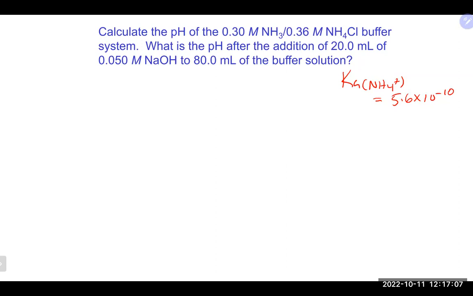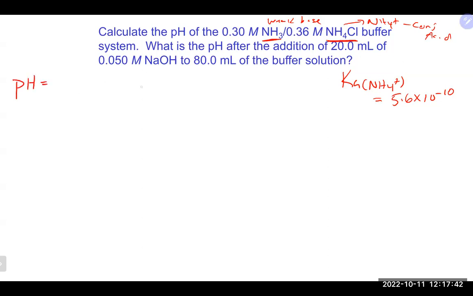Because it is a buffer, we could go right into the Henderson-Hasselbalch equation. And even if we weren't told it was a buffer, we should be able to recognize this. NH3 is a weak base, and the NH4 plus is its conjugate acid. So that definitely is the makings of a buffer. We could use the molarity.